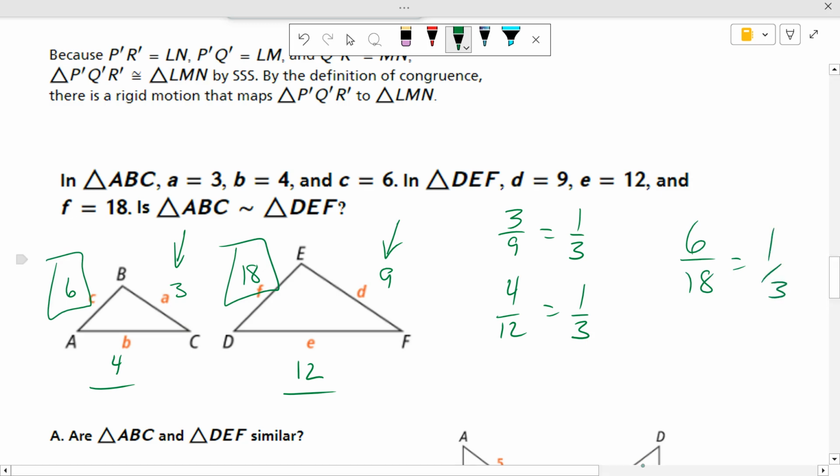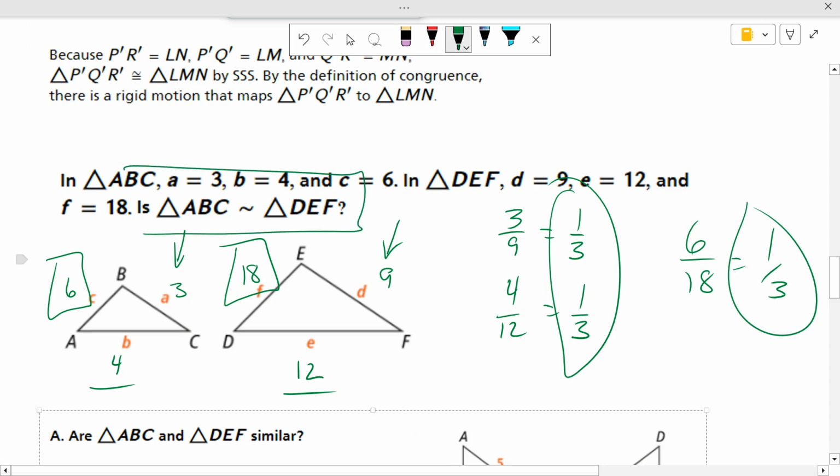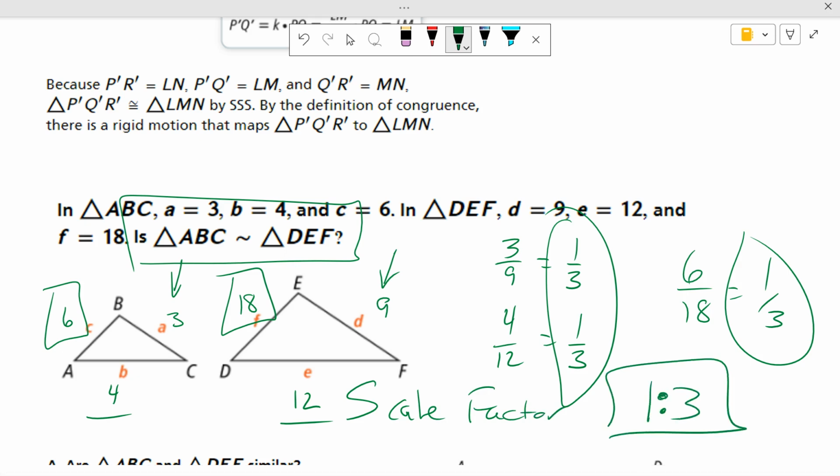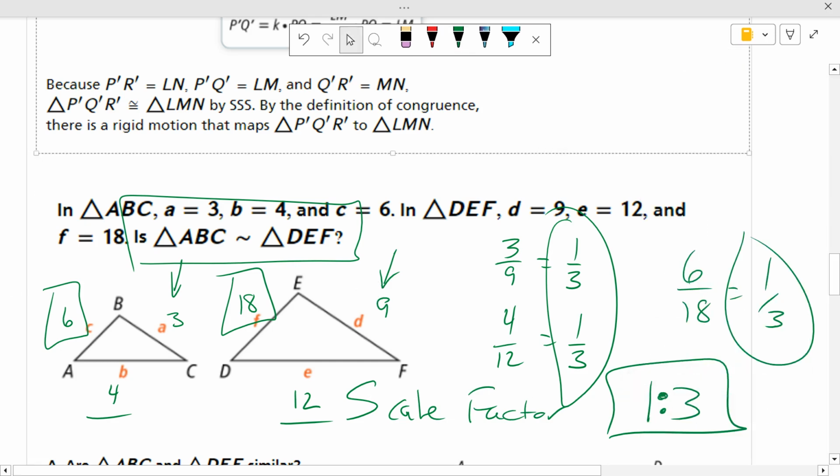Yes. So if all three of them are 1/3, they're all proportional. They're in the same proportion. They're in a 1-to-3 ratio. So the scale factor, if you are asked about scale factor, the scale factor is 1-to-3. The scale factor is a 1-to-3 ratio because the sides are in a 1-to-3 proportion.